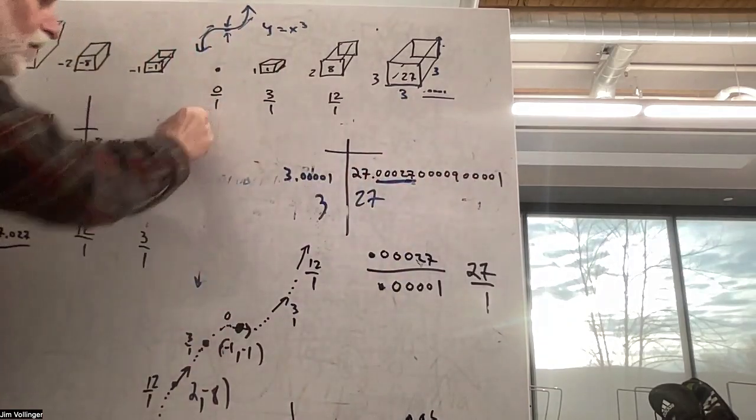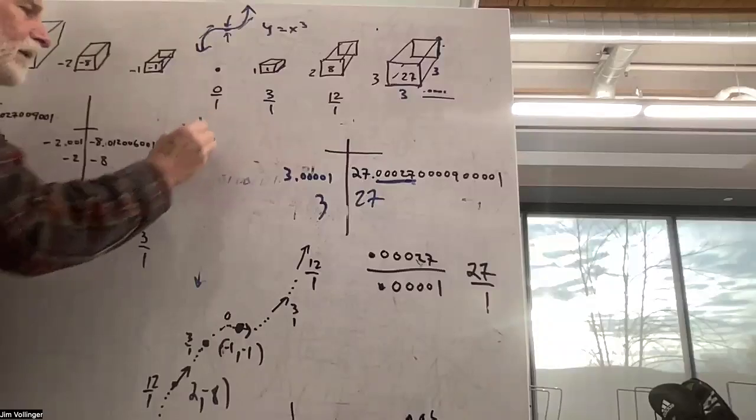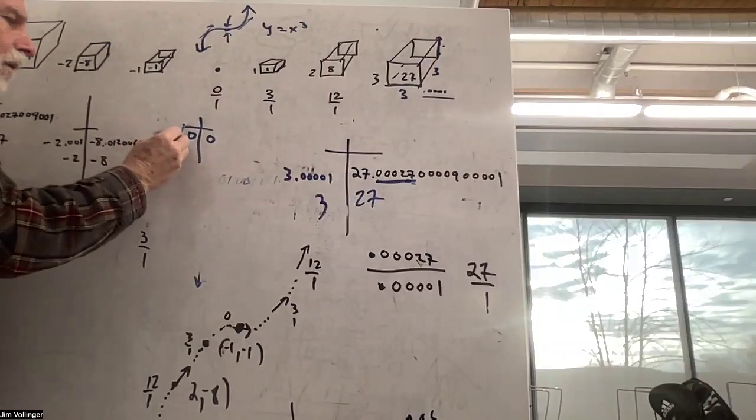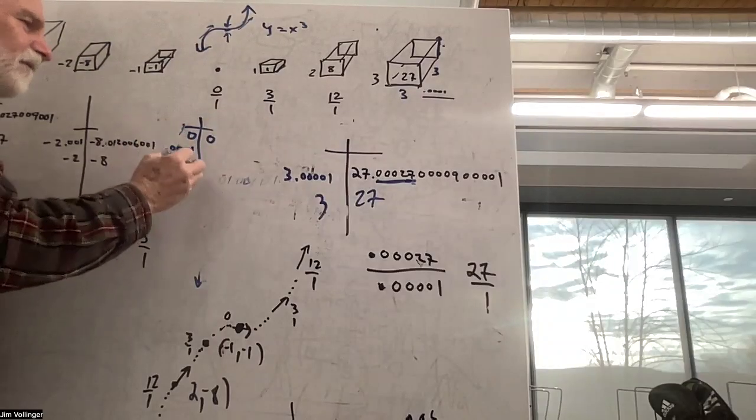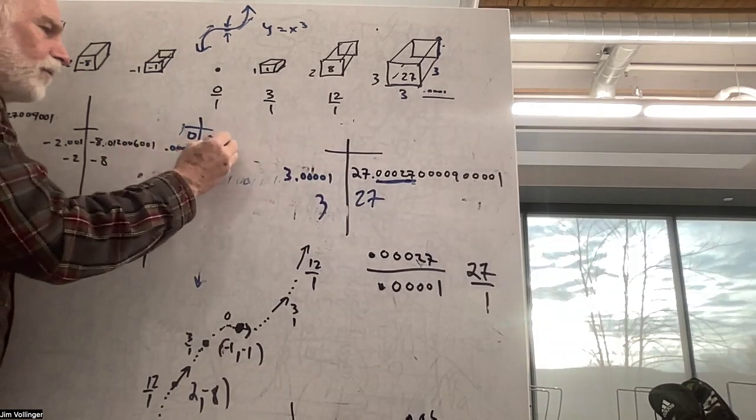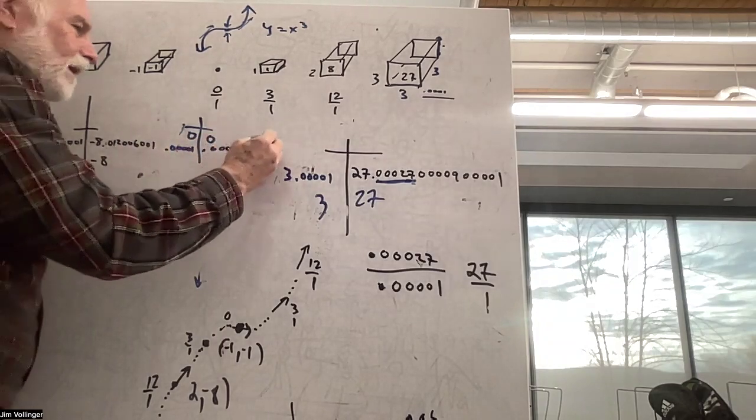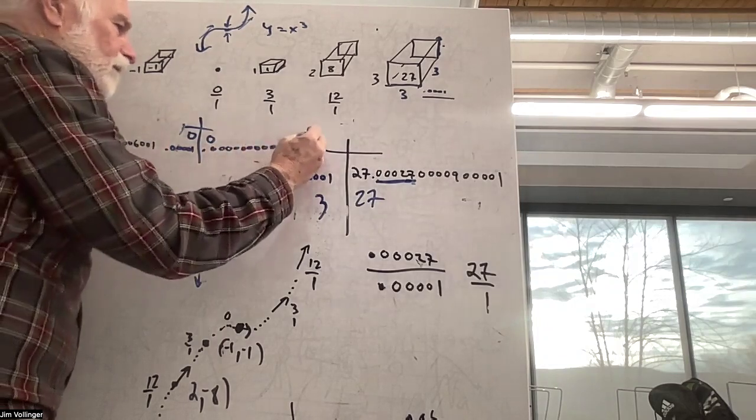Whereas at 0, if I cube 0, I get 0. But if I cube 0.00001, I'm going to get 15 decimal places. 1, 2, 3, 4, 5, 6, 7, 8, 9, 10, 11, 12, 13, 14, 15.